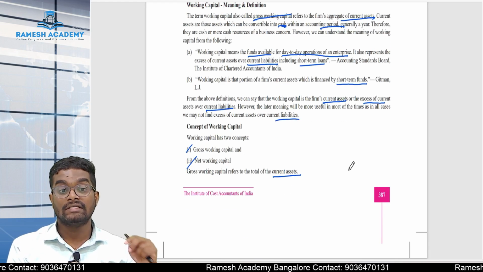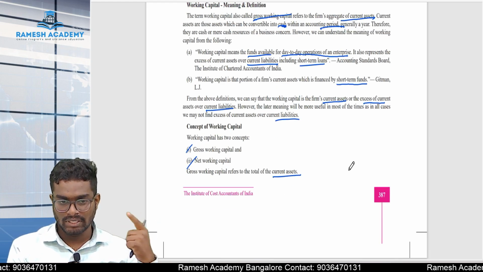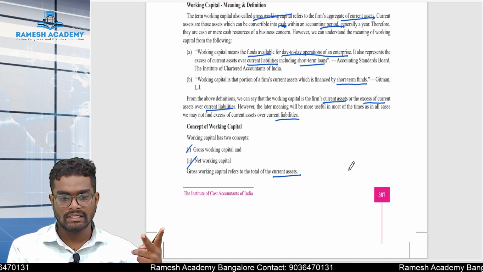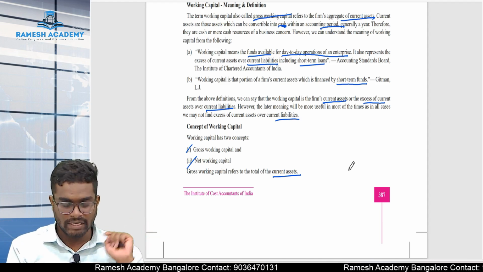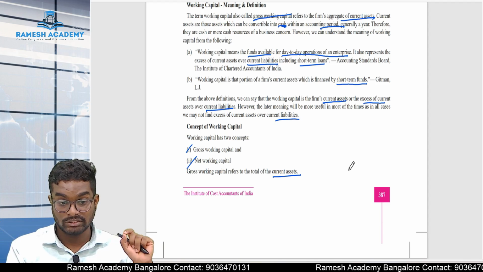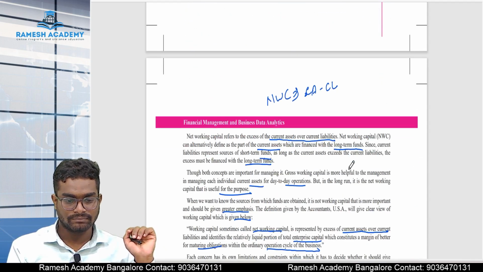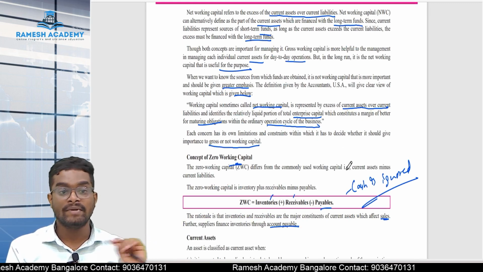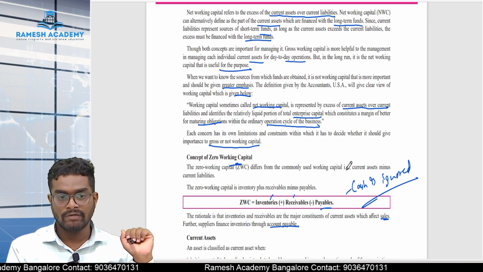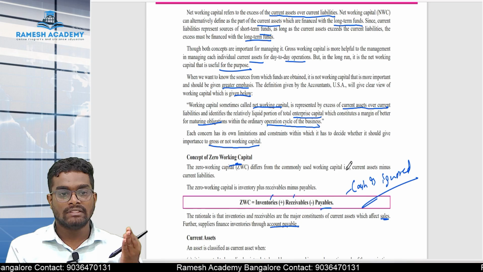The second is that there are two types of working capital: gross working capital and net working capital. Gross is nothing but the total of current assets, and in the case of net working capital, it is the total of current assets minus current liabilities. Then the concept of zero working capital: here we will not be adding cash and cash equivalents, we just add inventory and receivables, and subtract the payables.